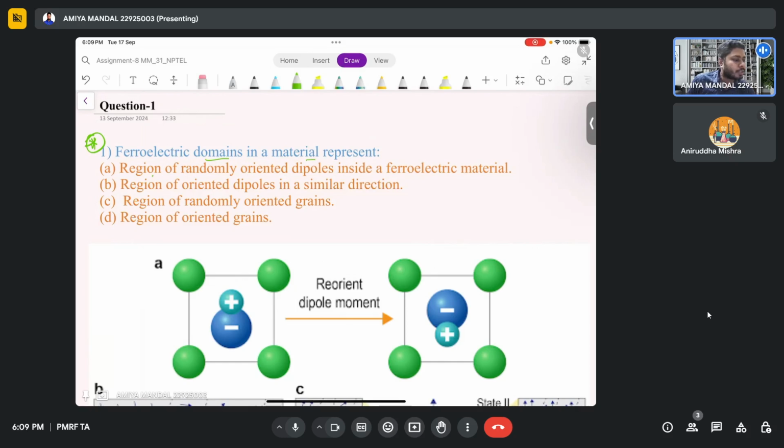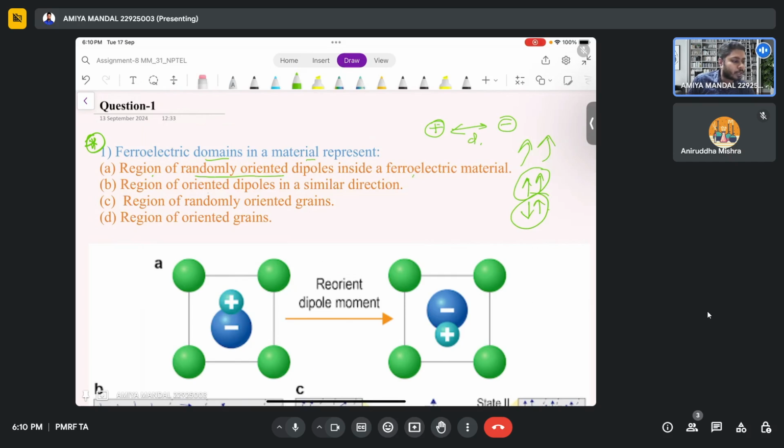Option one: region of randomly oriented dipoles. You already know about dipoles: positive and negative charges separated by a distance. So this is the dipole, and these types of dipole are presented like this. They have opposite orientations, so their orientations are randomly oriented dipoles inside the ferroelectric material.